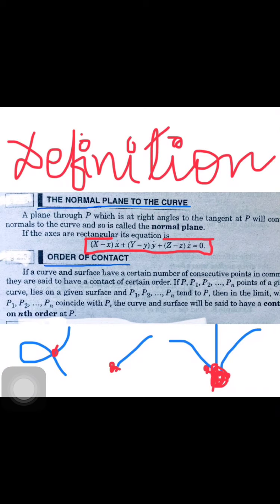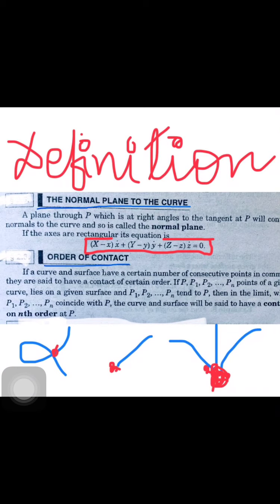N points tend to a single point. That limiting position is said to be a contact of nth order at P. This is a general definition for nth order. If there are 3 points, it is of 3rd order. If it is 2 points, it is of 2nd order. If it is a single point, it is of 1st order. So we are taking limiting positions of the n points when tending to a point P, which is known as contact of nth order at P.